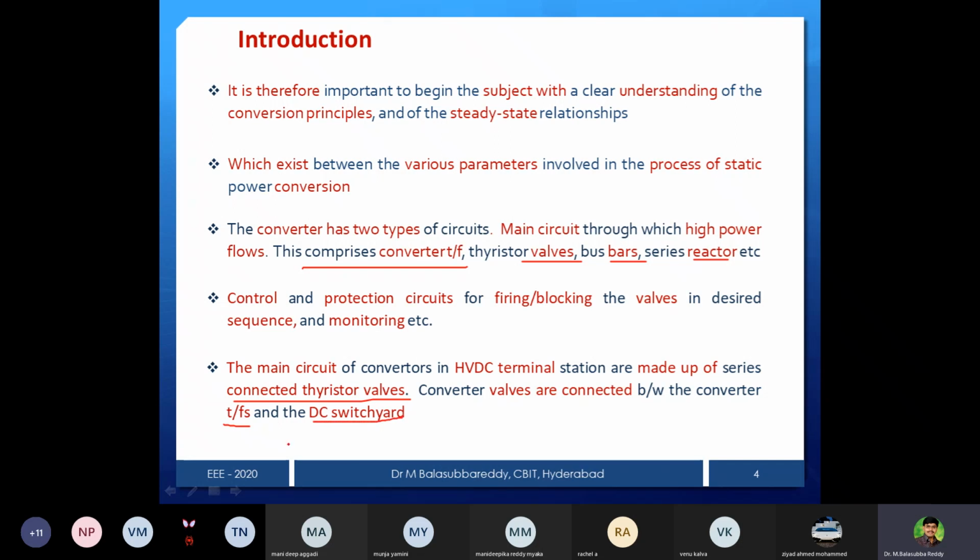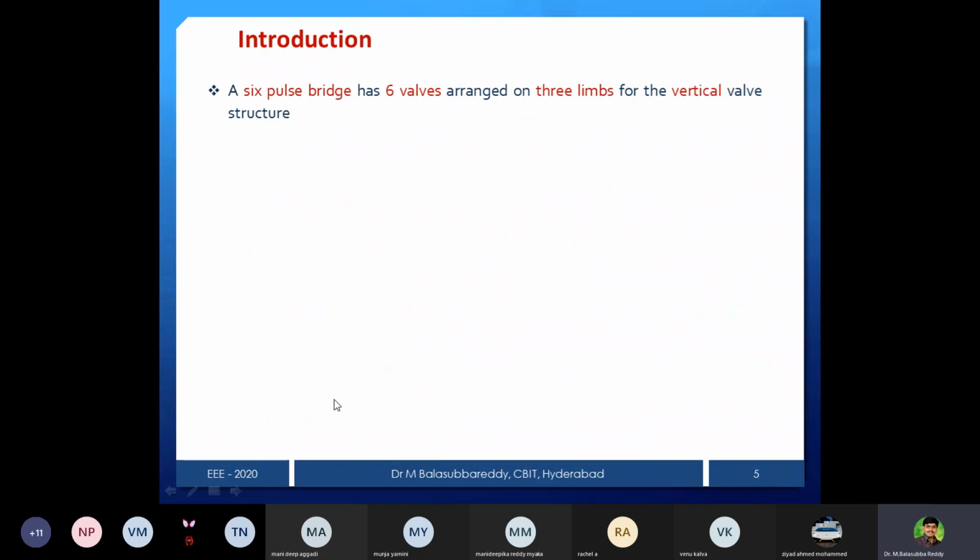In between there is a converter, and the 6 pulse bridge converter is arranged in 3 limbs. The 3 legs we are using each consist of 2 devices, one upper and another lower. The upper one will be forward biased whenever its corresponding phase is more positive. The lower one will be forward biased when its corresponding phase is more negative. In that way it goes through forward and reverse bias.